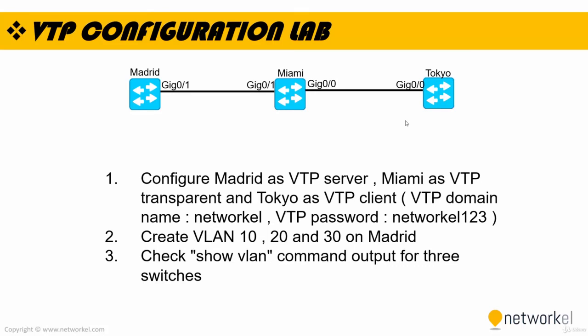Alright guys, that was a great session. Oh, 1 minute. I've forgotten to configure the Gig 0, 1 interfaces for Madrid and Miami, and Miami's Gig 0, 0 and Tokyo's Gig 0, 0 as trunk. To share the VLAN information, these interfaces should be trunk, as you know. That was the problem in the question, and I troubleshot it. I found the problem and changed them into trunk, and my topology worked as I expected.